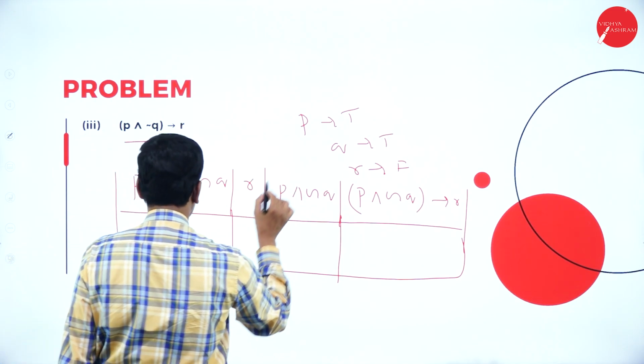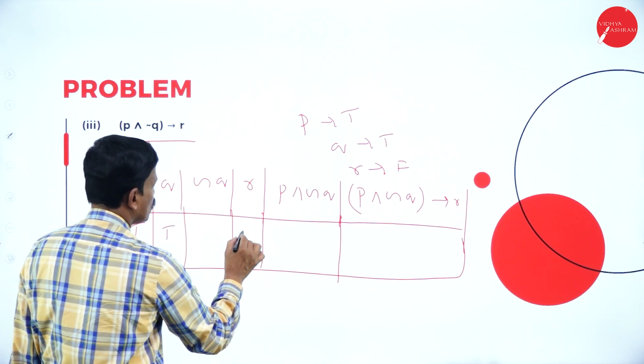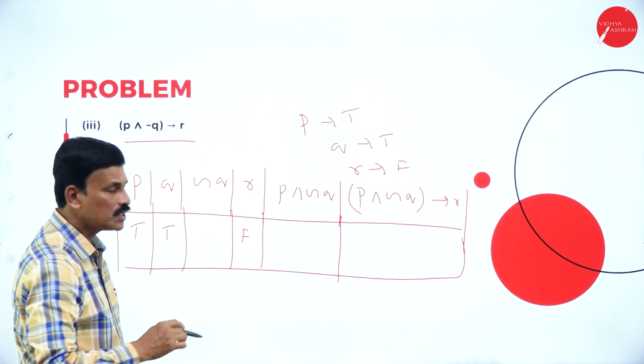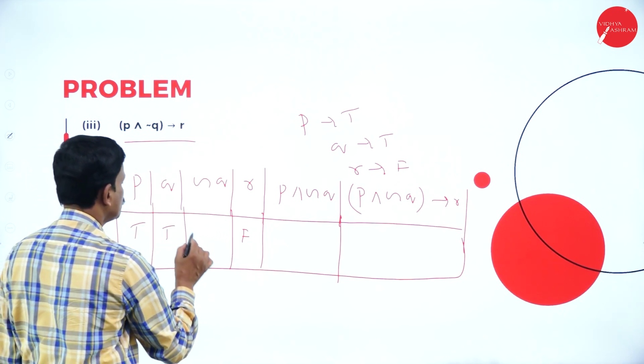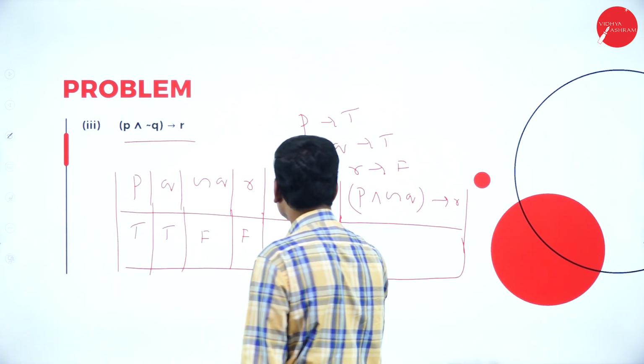What are given? P is equal to true, Q is also true, and negation R is equal to F. These are the given conditions: true, true and false. Now what is the negation of Q? Negation of true is false. Okay. Now write down the conjunction for these two.